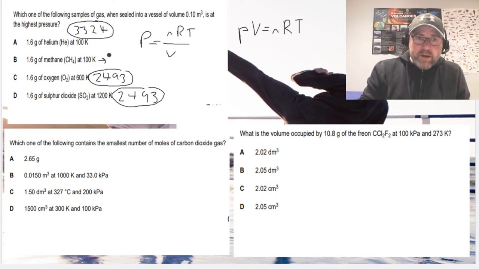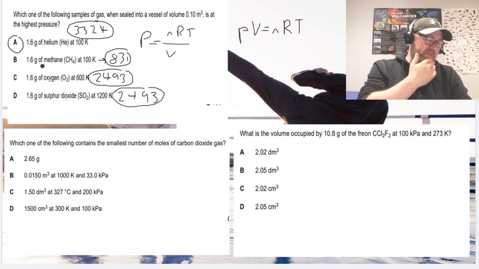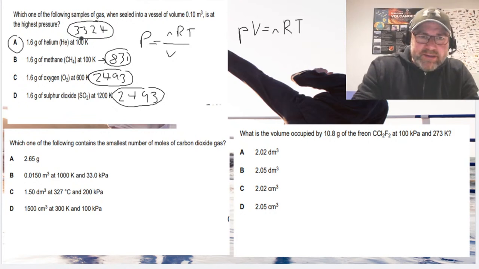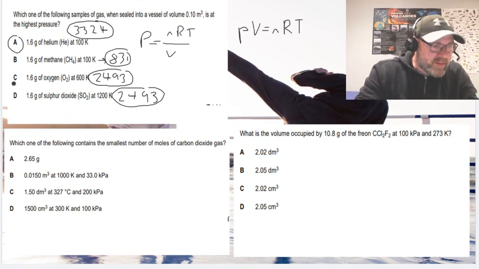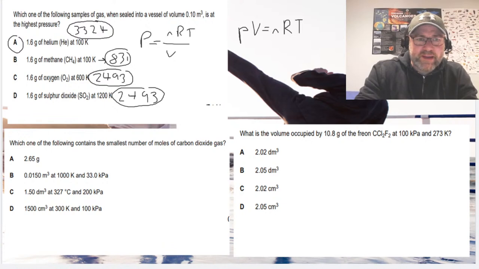Divided by, yeah, so this should be 831, and so the answer to this one should be A, he says. Boom, it is. So yeah, let's look at the next one.